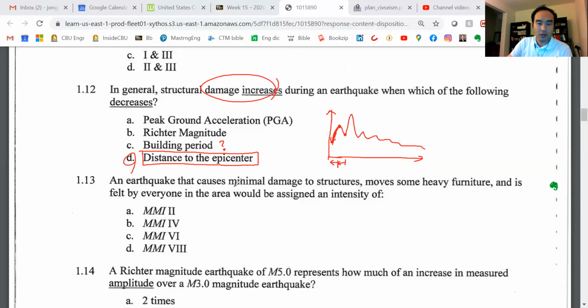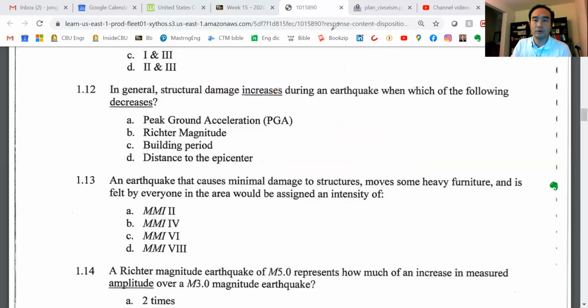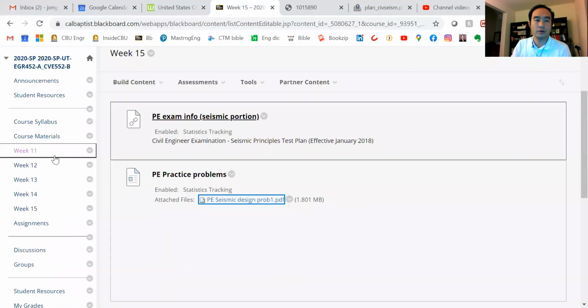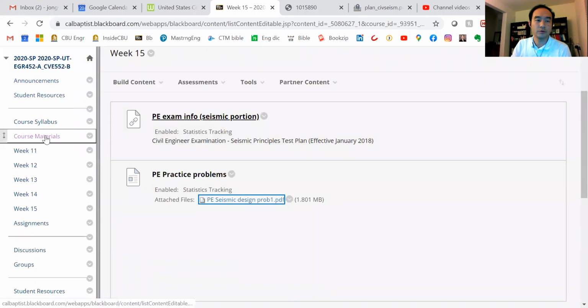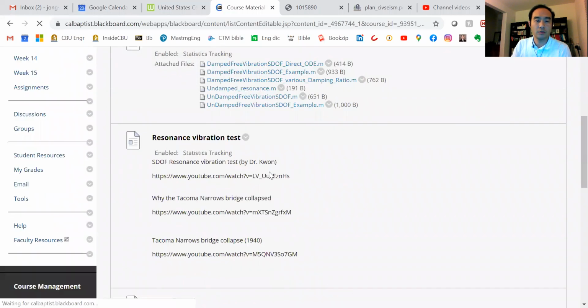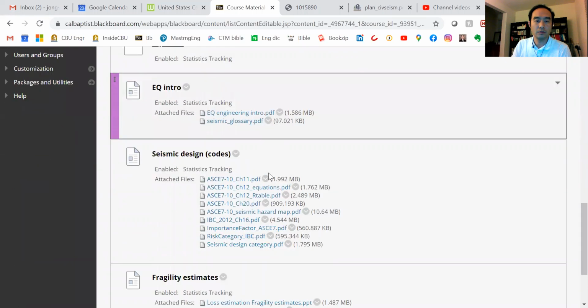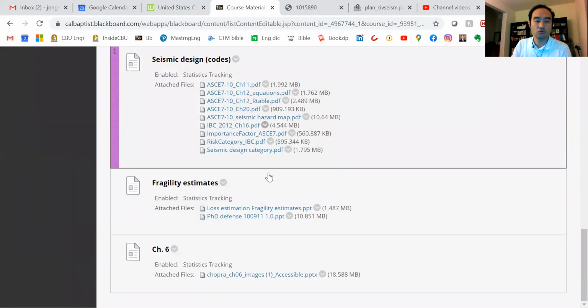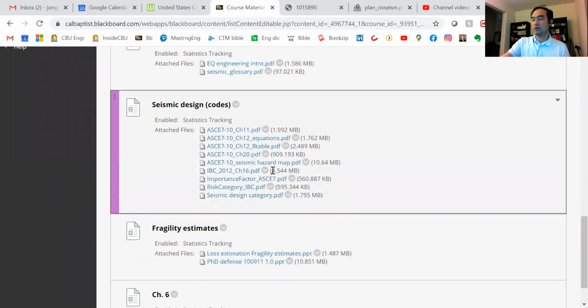Okay, an earthquake that causes minimal damage to structures, moves some heavy furniture, and is felt by everyone in the area would be assigned an intensity of what? So you have to have a table for the MMI scale. I think I posted it on the Blackboard, so let me go back to the course materials, MMI table. I don't think so. So let me just quickly Google it.